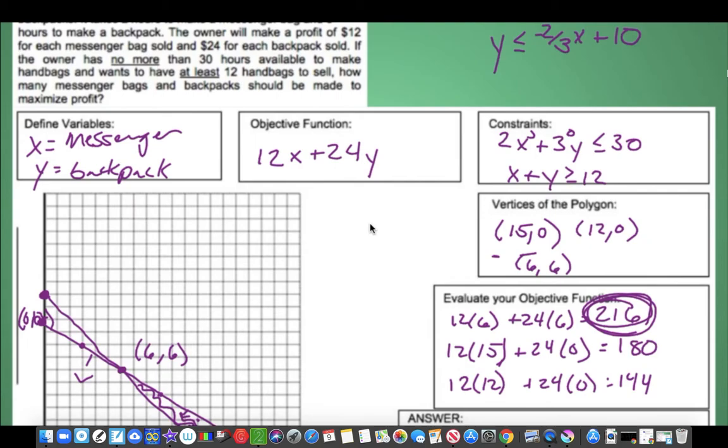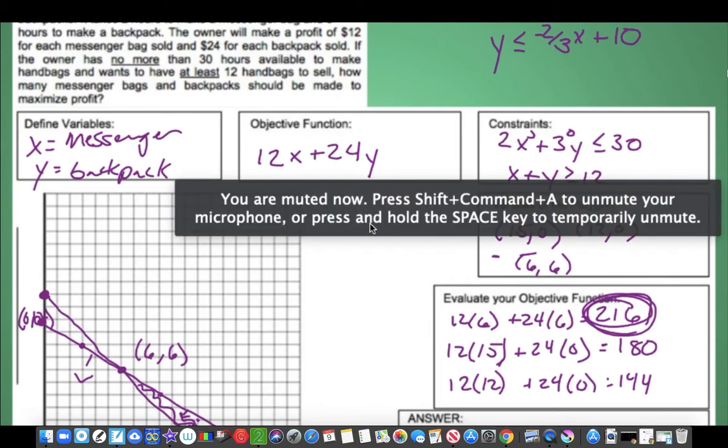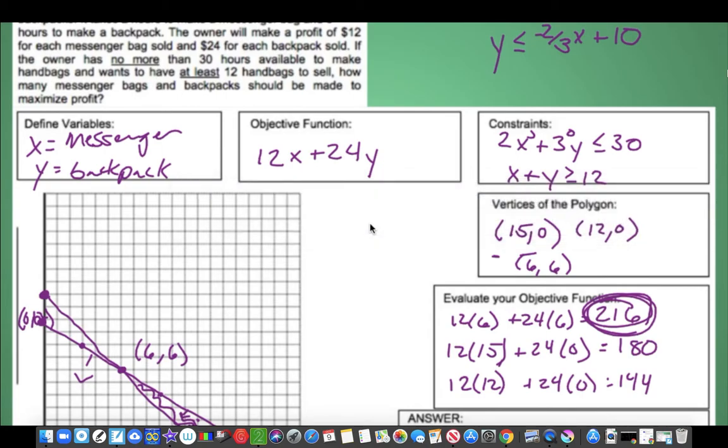Okay, so we should be coming back after testing this problem out on your own. So I chose to use X as messenger bags and Y as backpacks. My objective function ends up being 12x plus 24y is equal to our profit. Just realized I don't have the P in there. And I got these as my constraints.